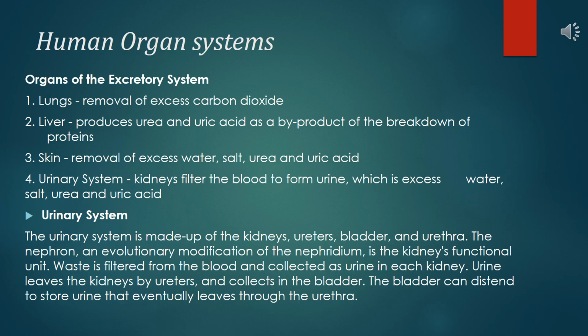Urinary system: the urinary system is made up of the kidneys, ureters, bladder and urethra. The nephron, an evolutionary modification of the nephridium, is the kidney's functional unit. Waste is filtered from the blood and collected as urine in each kidney. Urine leaves the kidneys by ureters and collects in the bladder. The bladder can distend to store urine that eventually leaves through the urethra.